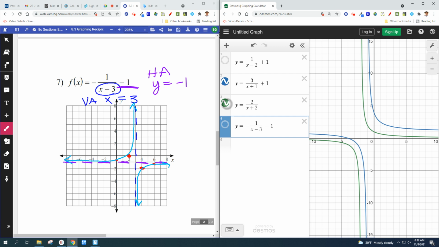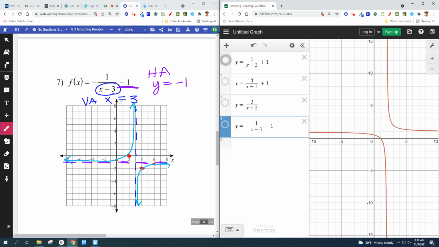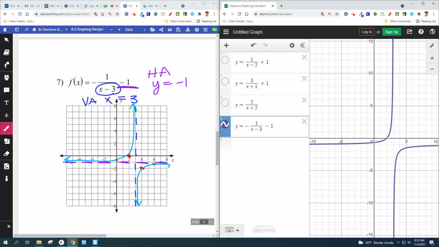I meant number 3, of course. That's 1, 3, 5, and 7. All right. I'd say that's good enough. So your job, you're going to do the evens on that worksheet. Let's go.